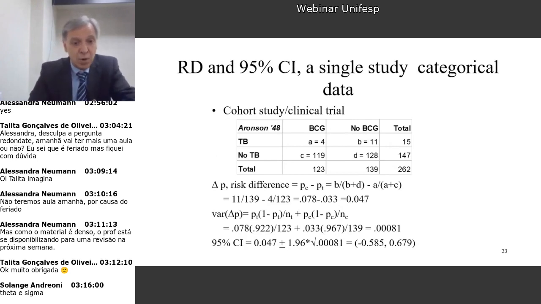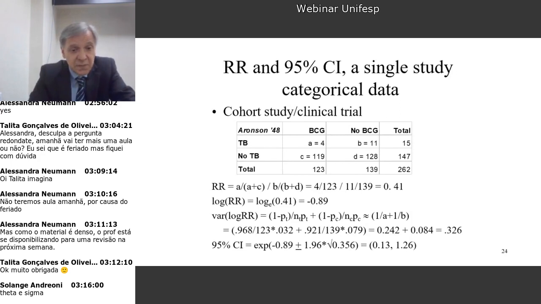A single study, categorical data. One of the studies you see, that's the calculation. I gave you that in those lectures early on. You have the confidence interval, they include the null hypothesis of no difference, that's 0, right? Same thing here.